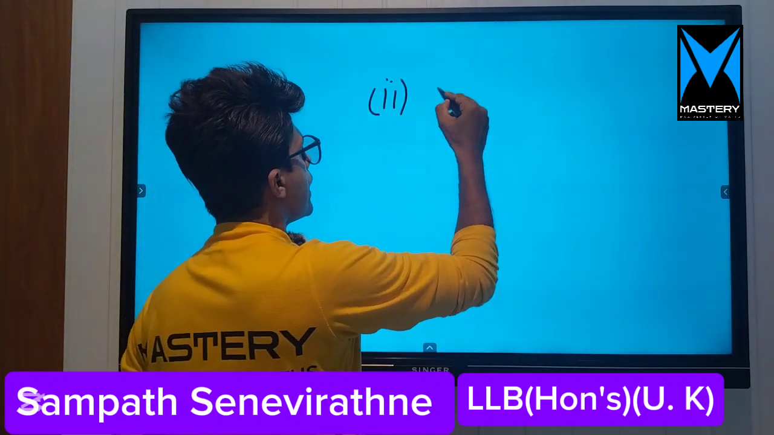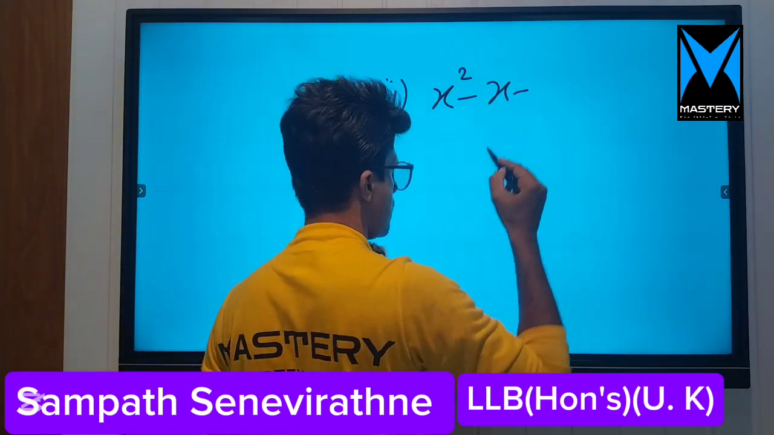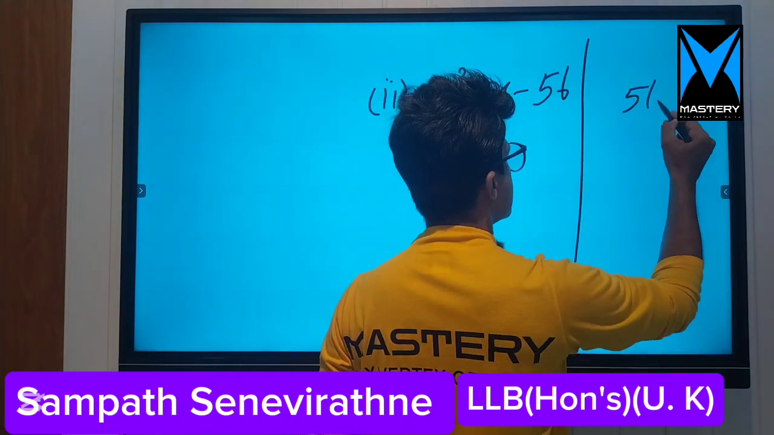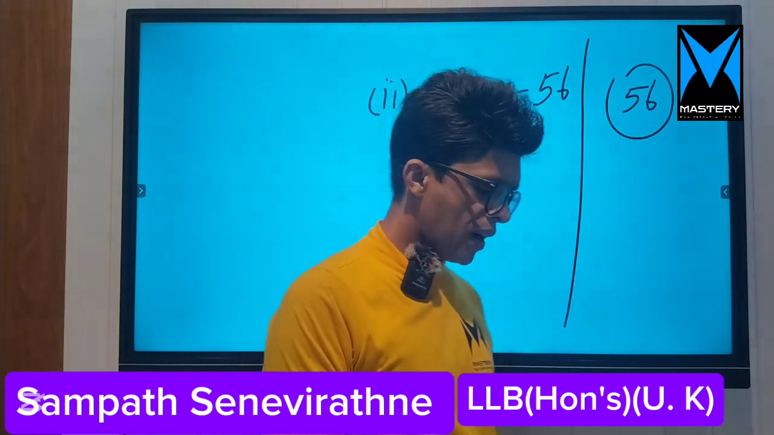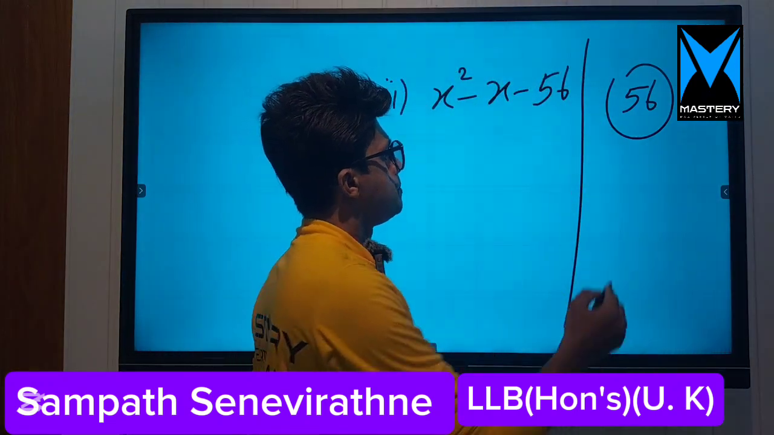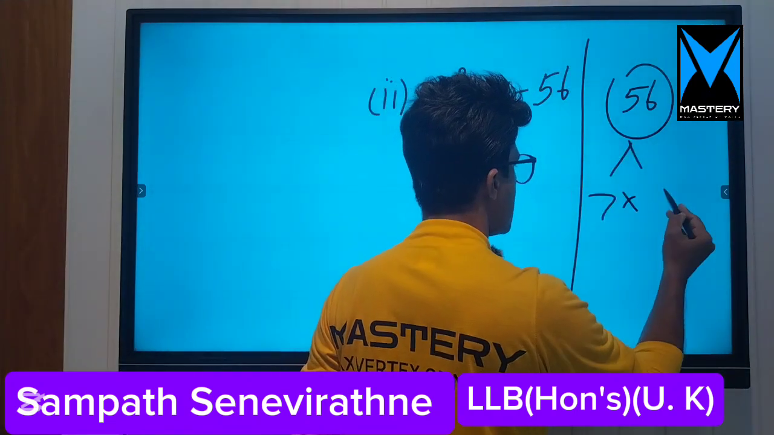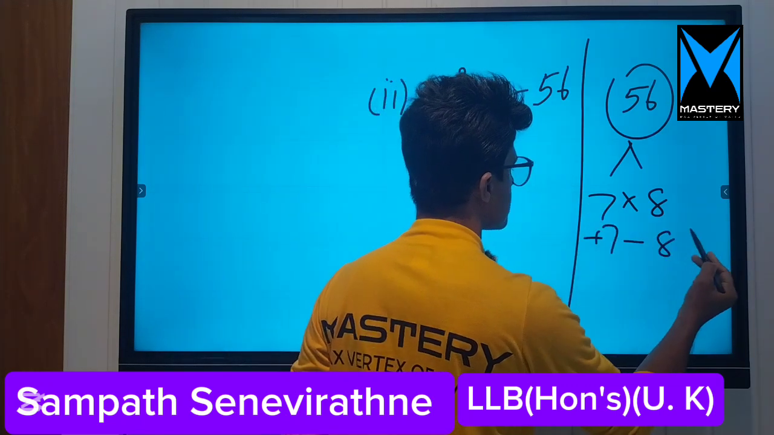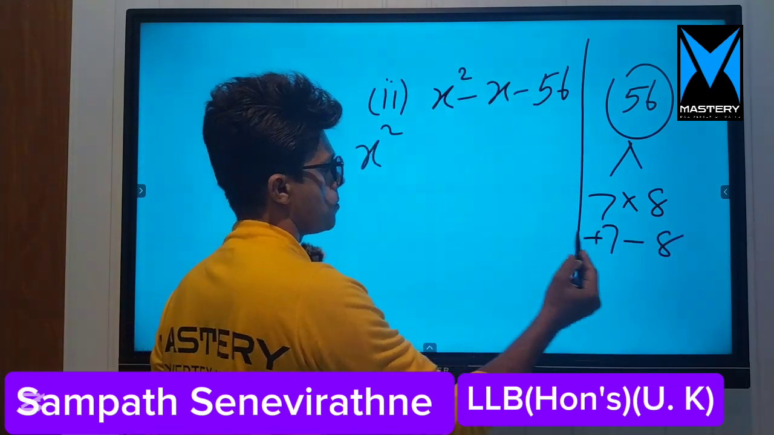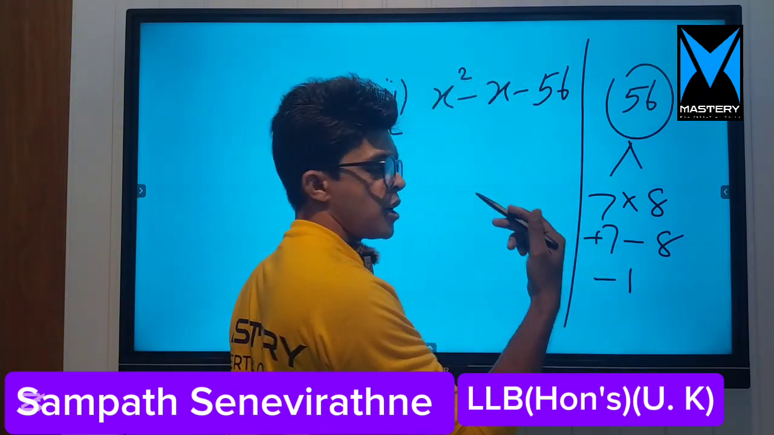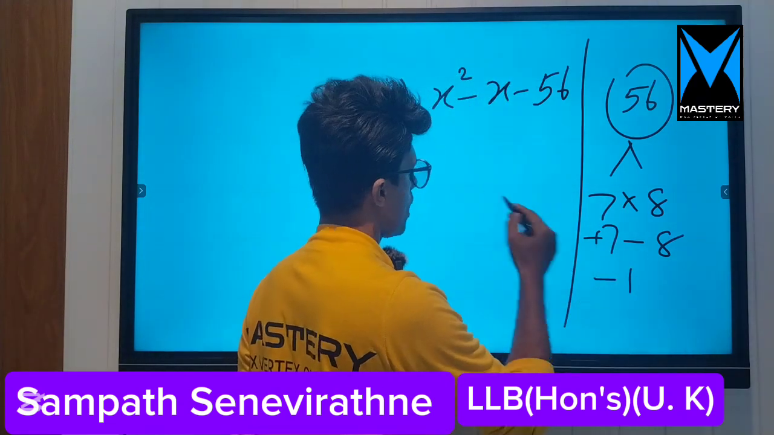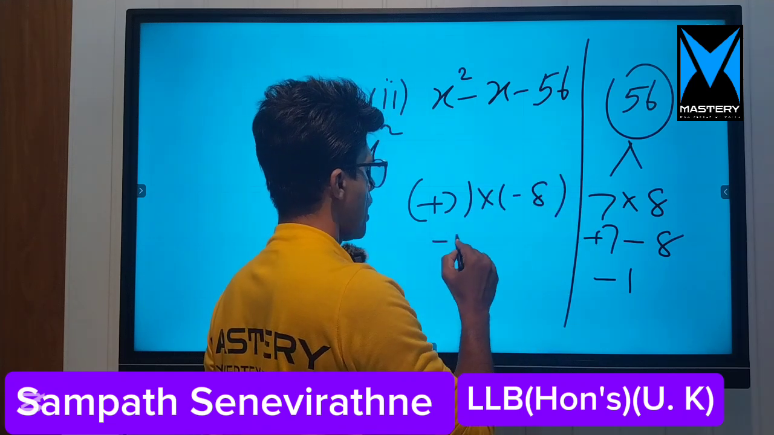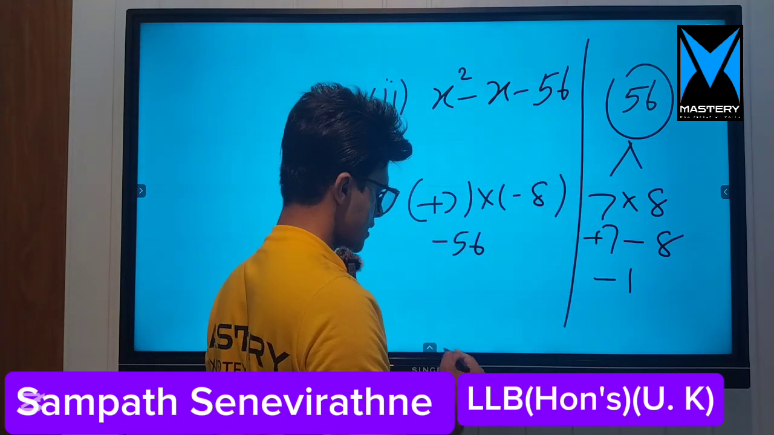So we could do the second one of C, x squared minus x minus 56. What you have to do is get the factors of this one. 7 times 8, 56, here minus 1, so plus 7 minus 8. So x squared, plus 7 minus 8 is minus 1. Not only that, when you multiply, plus 7 into minus 8, plus into minus, minus 7 times 8, 56.